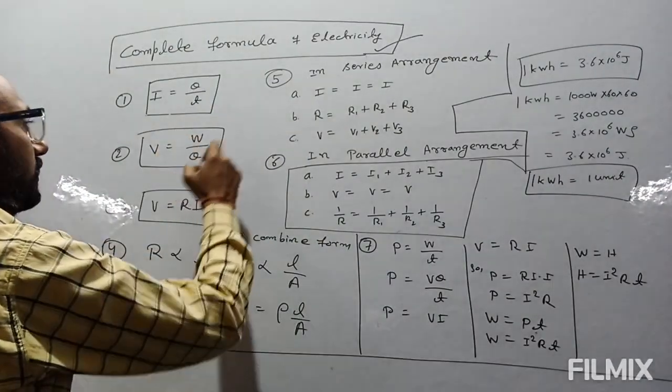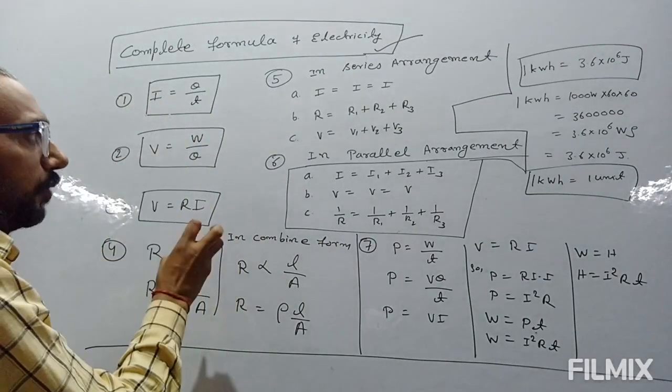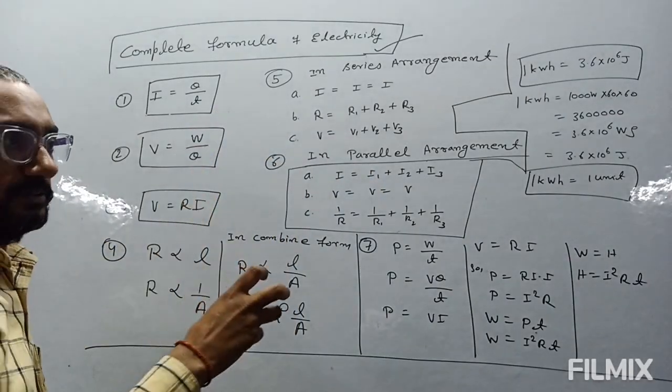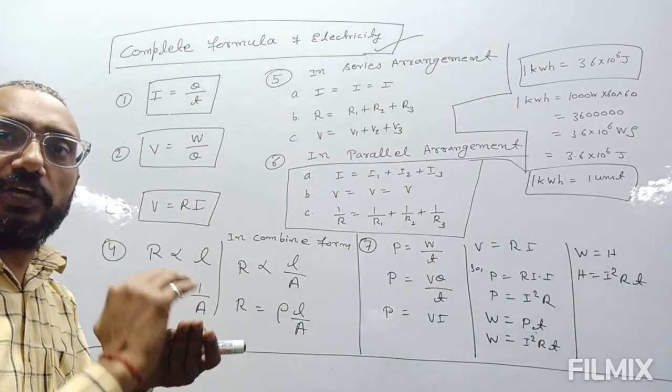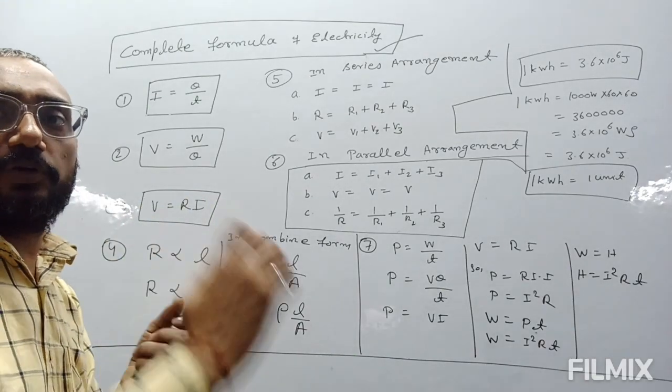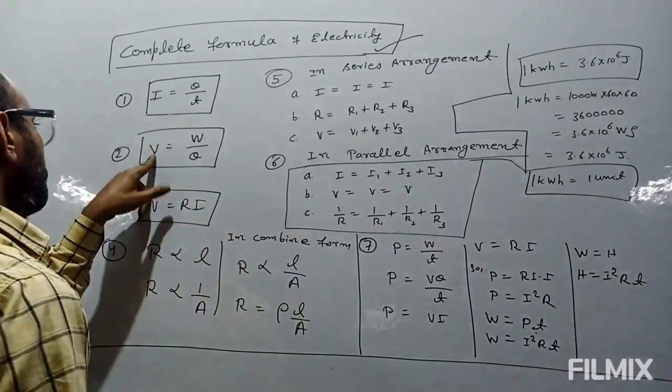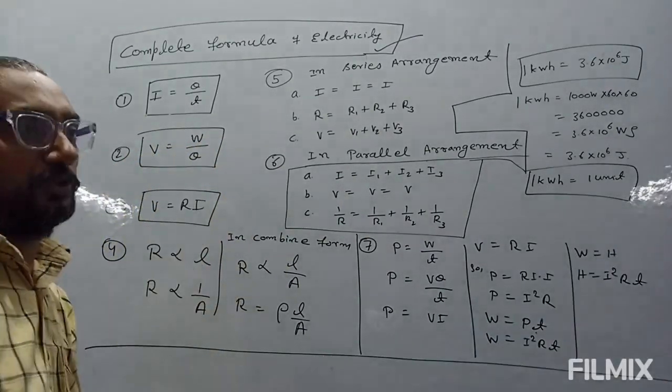Work is done to bring the unit charge from one point to another point in the electric field is known as potential difference. Means V equal to W upon Q.